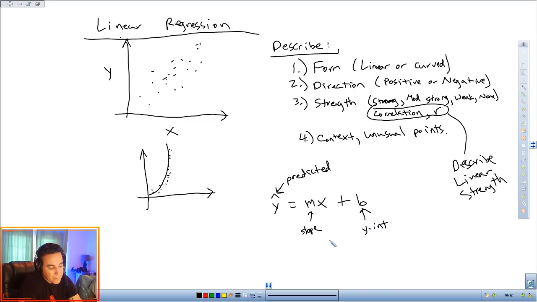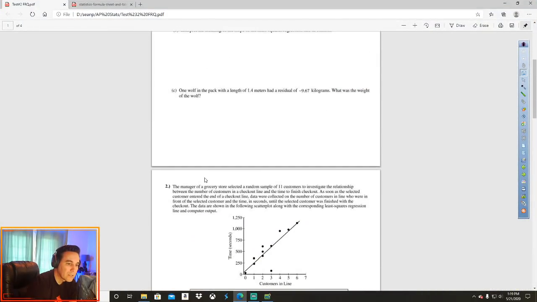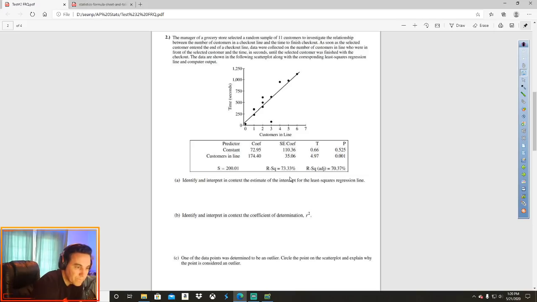Again, are they going to make you do it? I don't think so. I think they're going to run the analysis for you, maybe give you the printout. Let's see if it's on the test question. I think since they don't want you to calculate everything, they're going to give you something like this. If they give you a linear regression, I think it's going to look a lot like this.